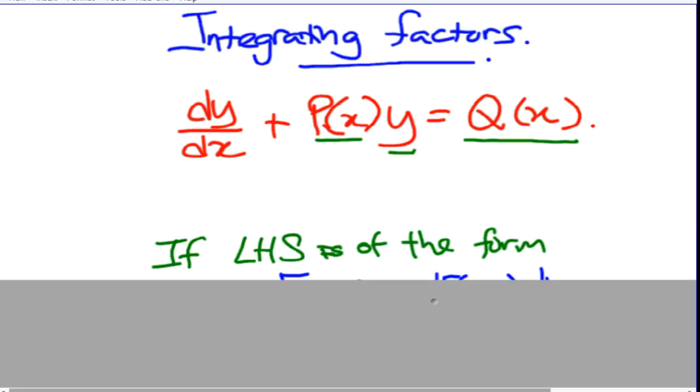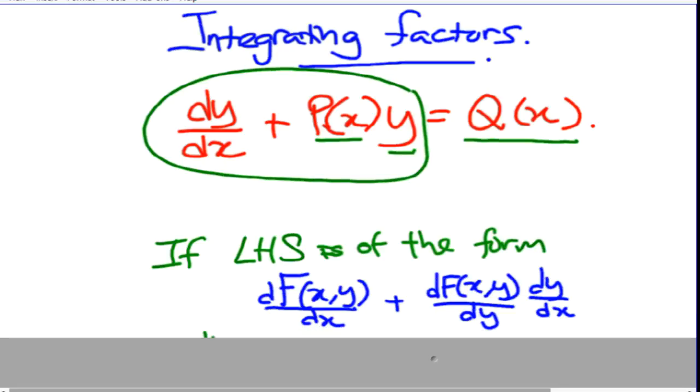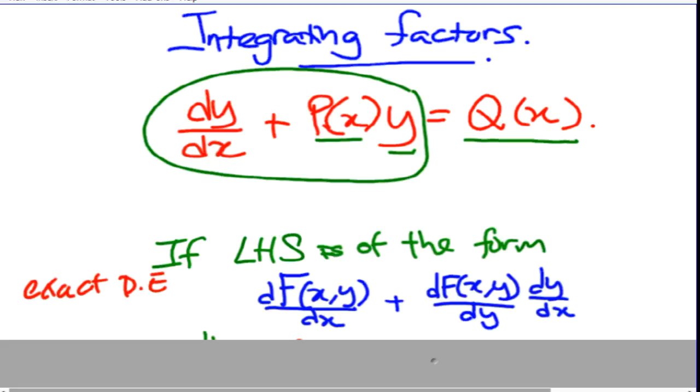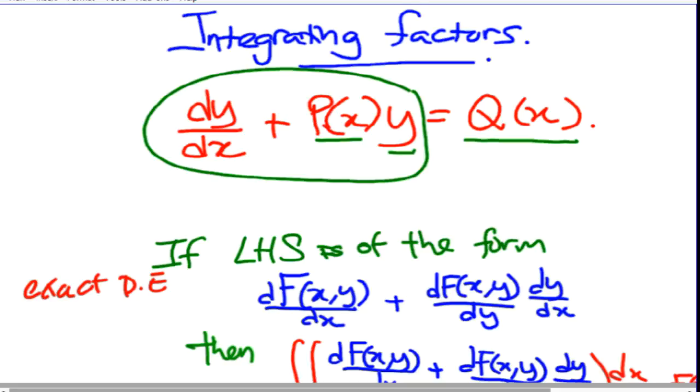Well, the idea here is to change the left-hand side, this part, into a form such as the one in blue. This is basically the form of an exact differential equation. If you get this form, then this is basically the result of taking the derivative of a product of x and y. Right. So now if you have this, then this is what I can do.